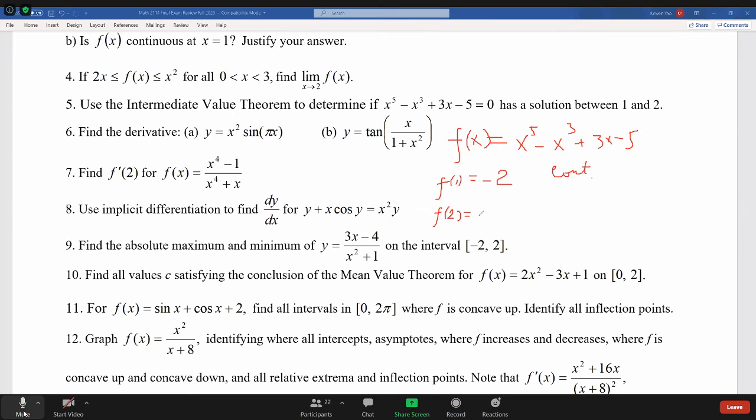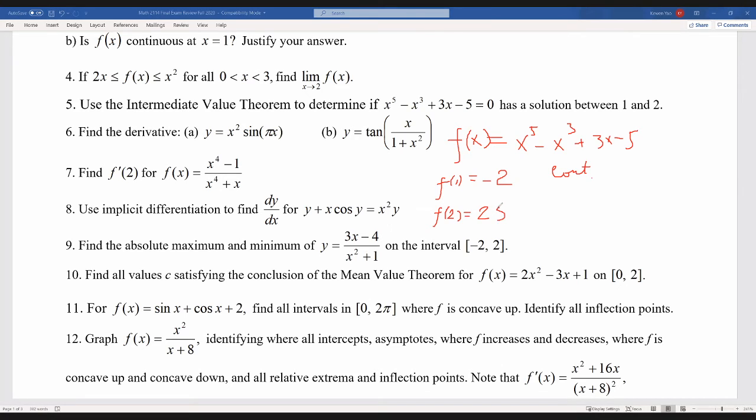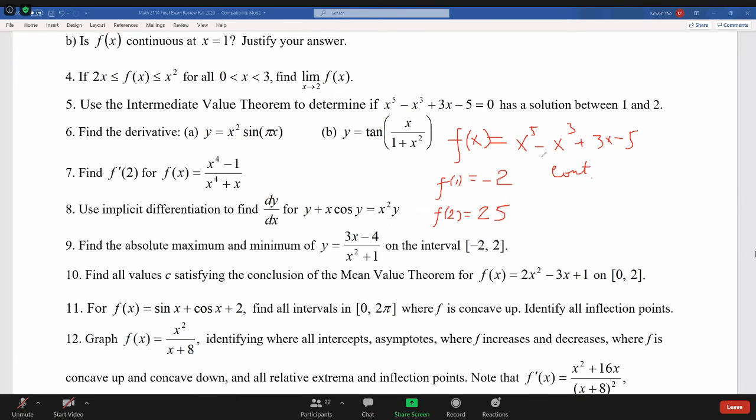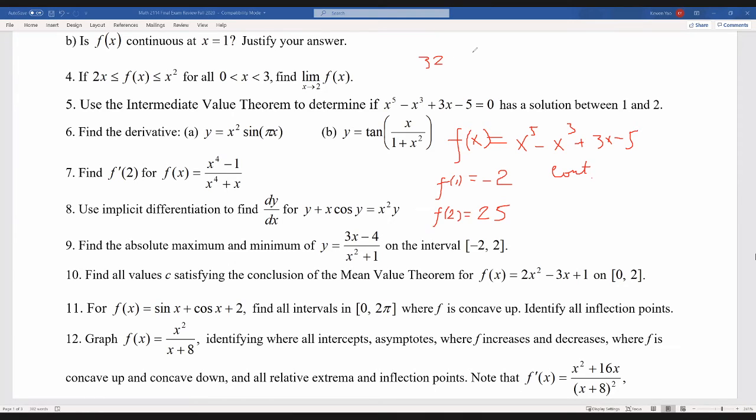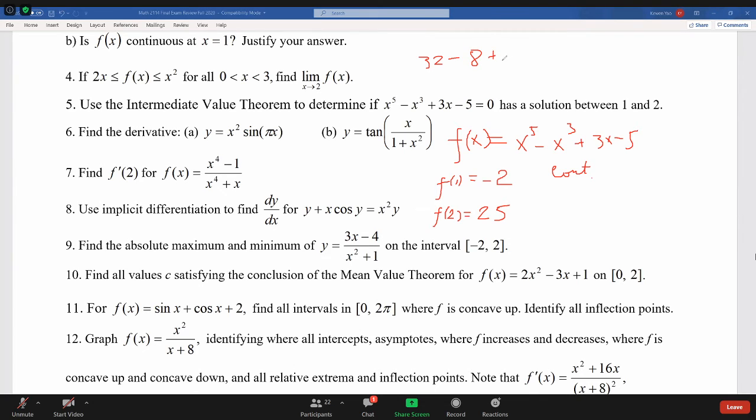What's the answer? 25. 25, yes or no? It's 25, let's verify. 2 to the power 5 is 32, right? Minus 8, plus 6, minus 5. Yes, right answer. This is 24, 13 minus 5 is 25.